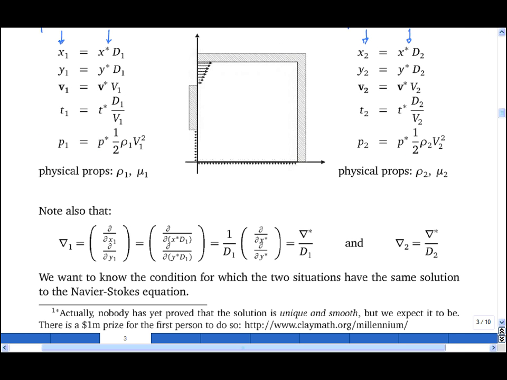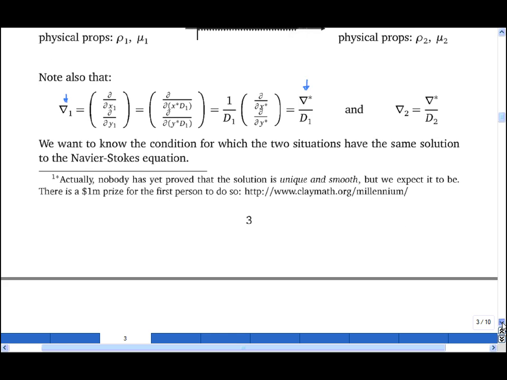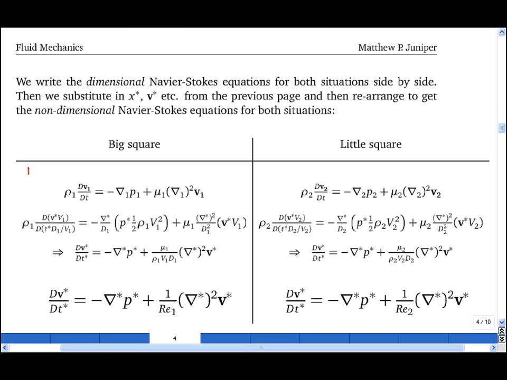And note that the del operator has units of 1 upon length. Therefore, when we see the del operator, we replace it with the non-dimensional del operator divided by the appropriate length scale. So now we turn to our Navier-Stokes equations written in dimensional form, and for the big square in dimensional form it's this equation, and for the little square in dimensional form it's this equation.